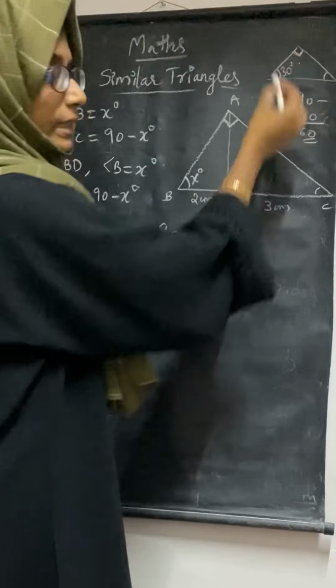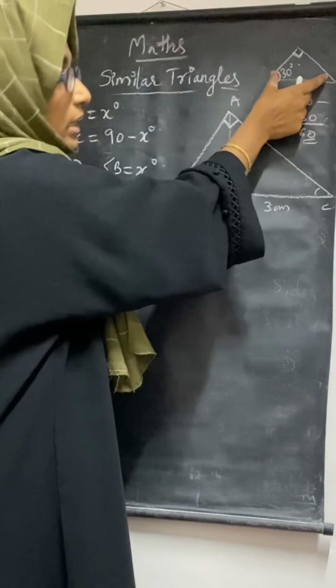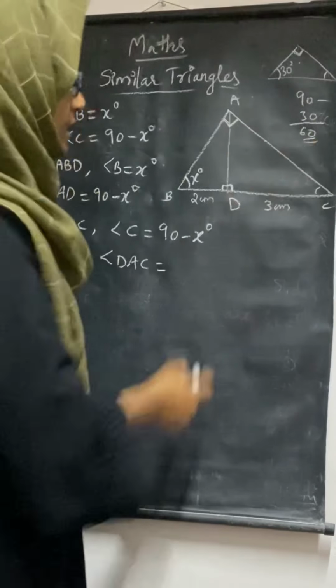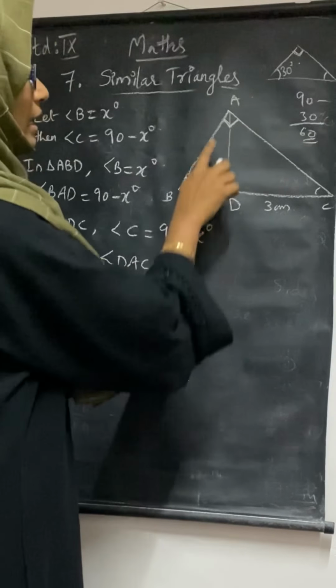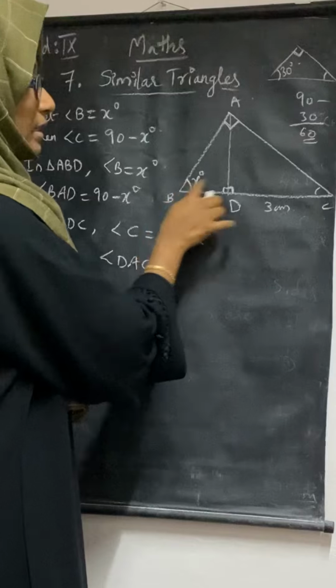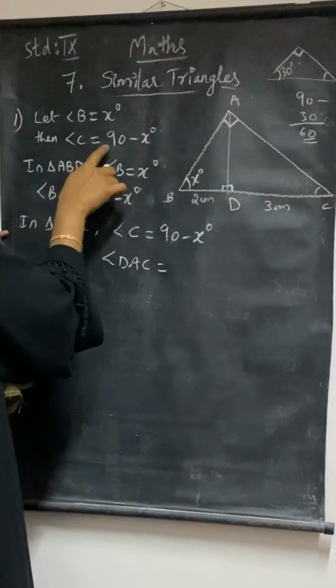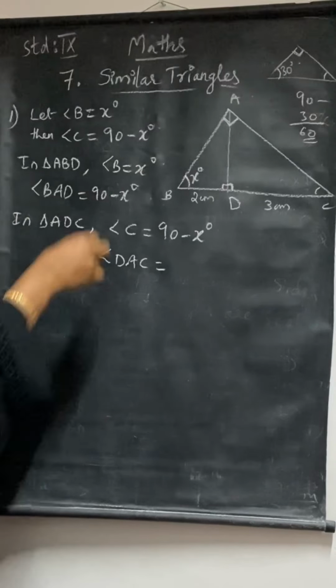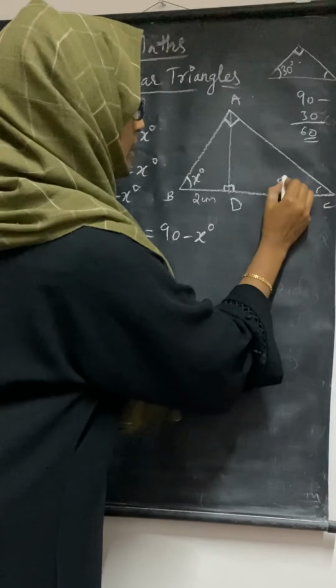Otherwise, this one is 90, so you know that the other two angles add to 90. From the 90, minus 30, you will get 60. Same way, from the 90, if you minus X, you will get C. So C will be 90 minus X, as you did here, 90 minus 30.